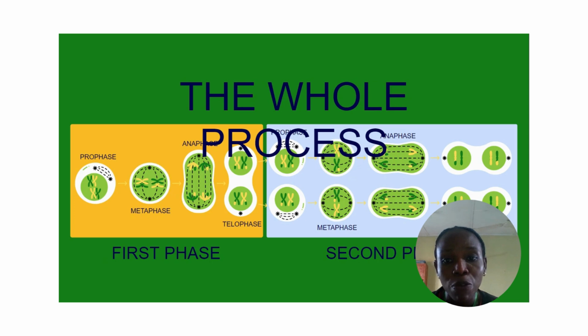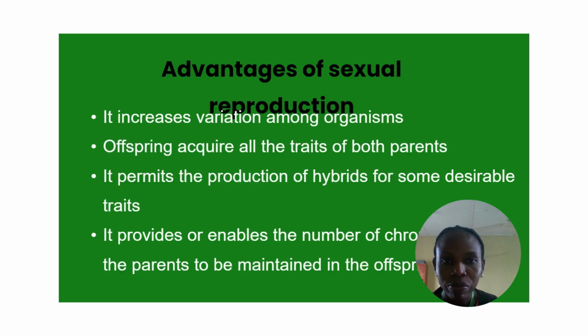But at the second phase, you can see that the prophase is now four daughter cells, also the metaphase, also the anaphase, and the telophase. So at the end of the whole meiotic cell division, four daughter cells are being formed, unlike in asexual reproduction, where two daughter cells are produced at the end of the cell division.